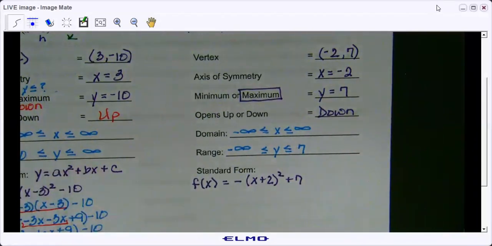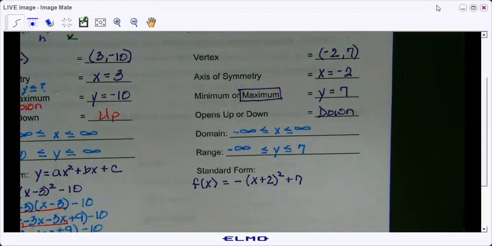Okay, go ahead and check to make sure you got all the key characteristics of the vertex equation down correctly. And if you didn't, try to see where you might have made the mistake. Okay. Are there any questions?